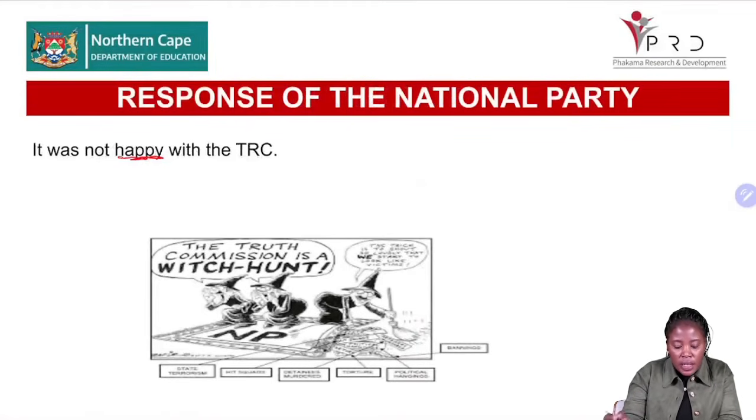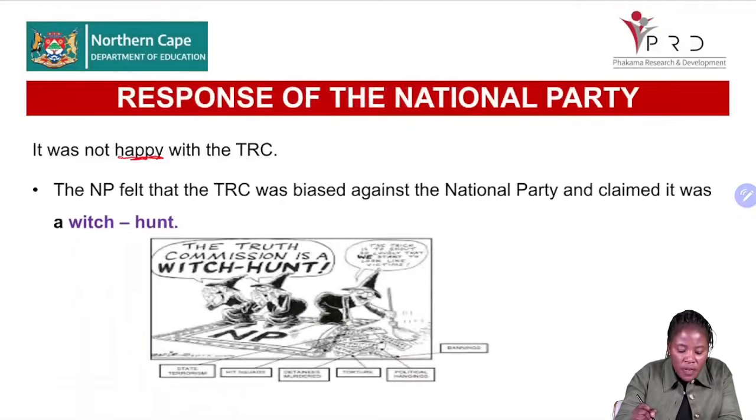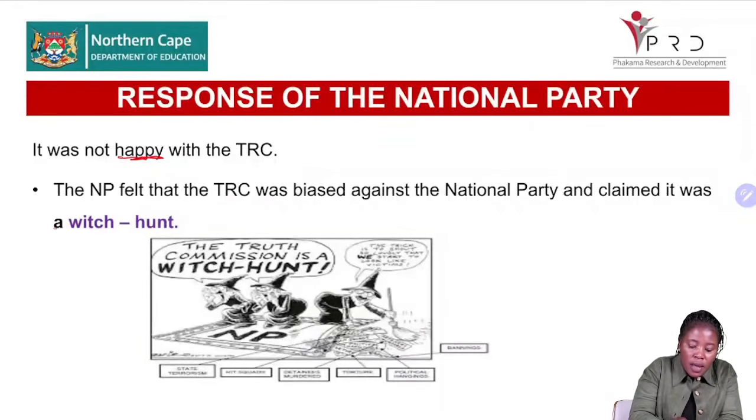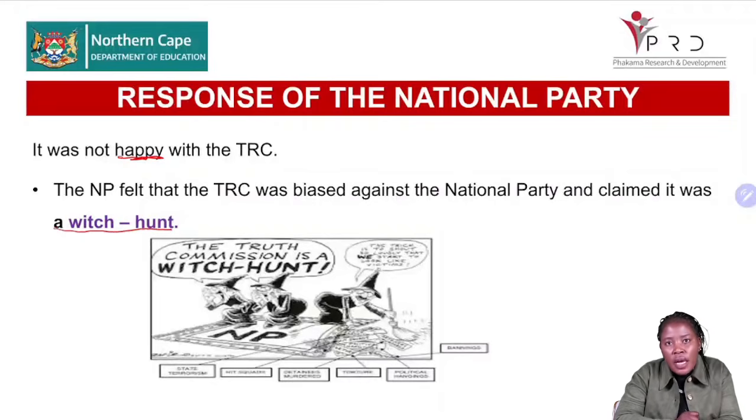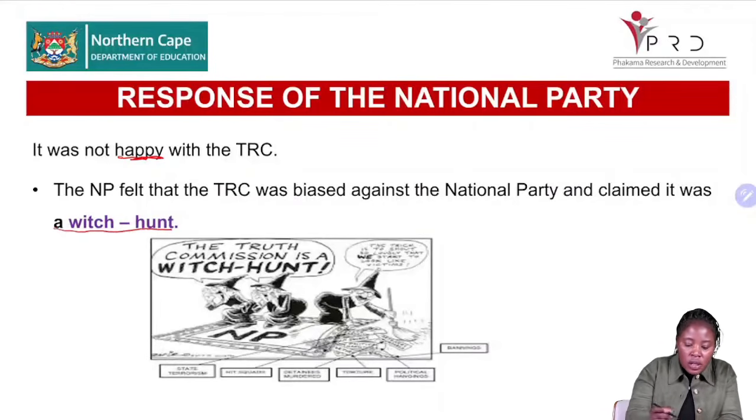Now next bullet point, it says the NP felt that the TRC was biased against the National Party and claimed it as a what? As a witch hunt. So it saw the TRC as this commission that was trying to uncover the crimes that were committed by the National Party with the purpose of exposing or undermining them. Hence they called it a what? A witch hunt.